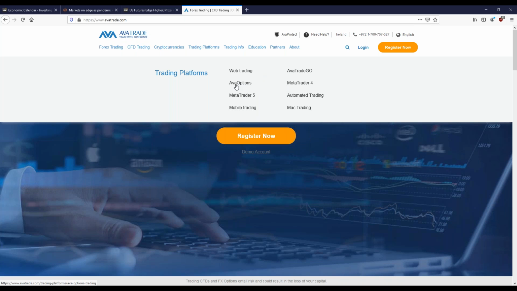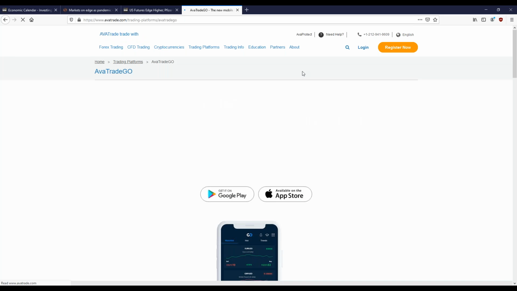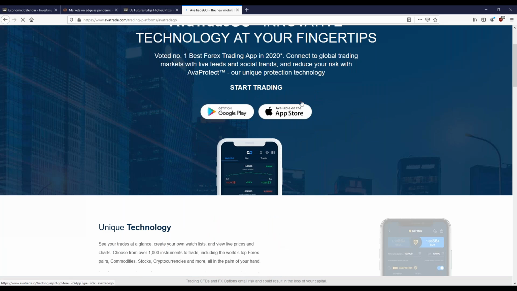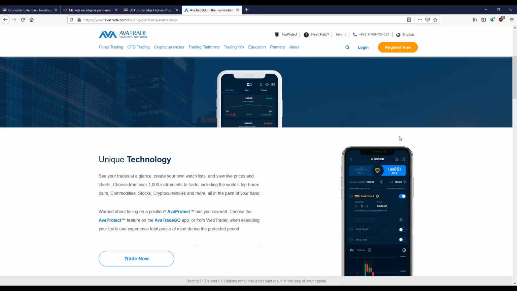We actually have an options trading platform. It's a different style of trading. It'd be nice if you want to look into that, learn how to do options trading as well. You can talk to your account manager about it. AvaTrade Go is the mobile app I was just talking about. That's downloaded from your Google Play Store, your Apple App Store, and it has all the features I described.